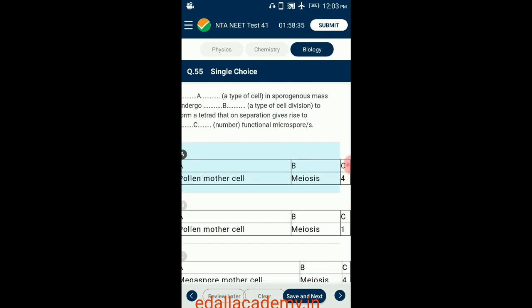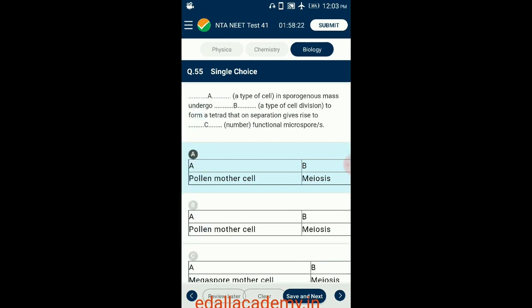A represents pollen mother cell. B represents meiosis, it is a type of cell division. C represents 4 functional megaspores. So the correct option is option A.